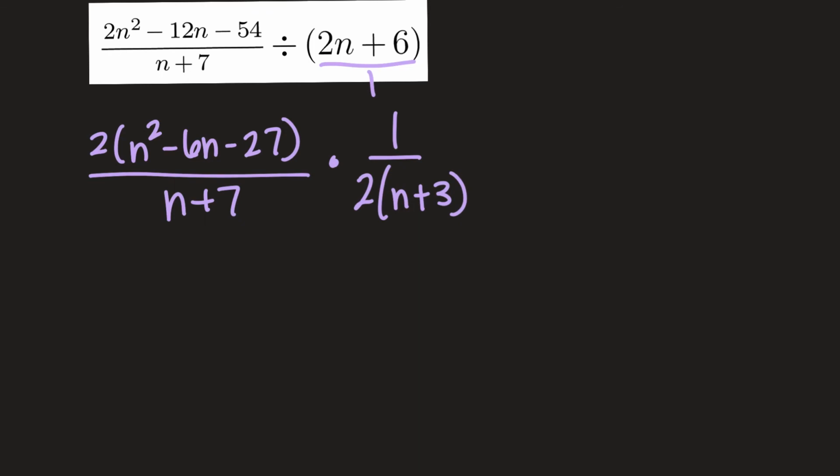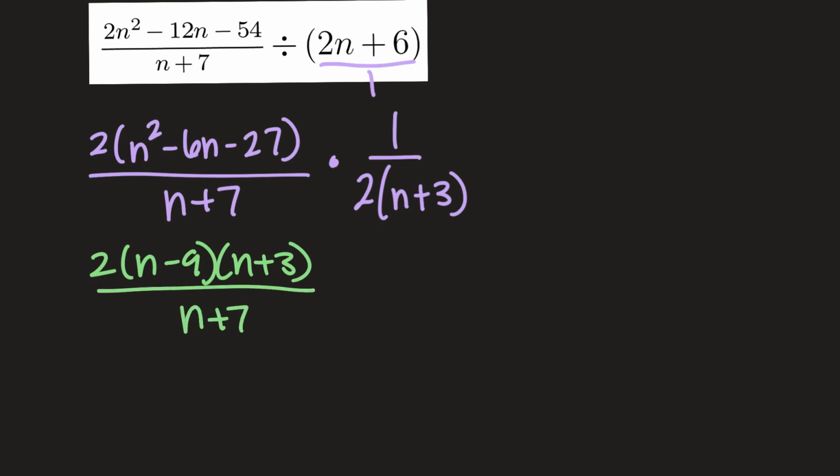So then I have to go back through and factor this trinomial here in the numerator to get all of my factors out. So I have 2 times n minus 9, n plus 3. So one more time, it has to multiply to be that negative 27 and add to be the negative 6. All over n plus 7 times 1 over 2 times n plus 3.